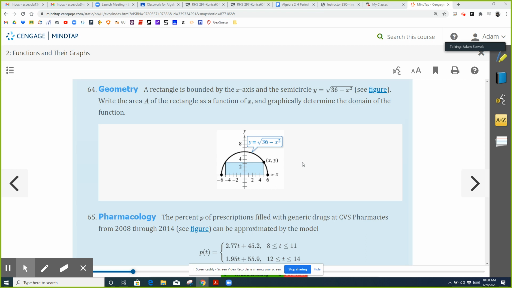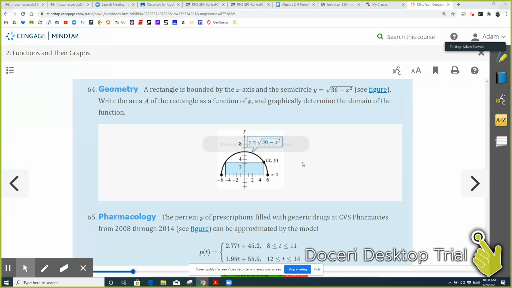All right, so in this problem, we have a rectangle bounded by the x-axis and a semicircle. So bounded means like boundaries. So it can't go past that little half circle here. So it's bounded by this x-axis and the semicircle.